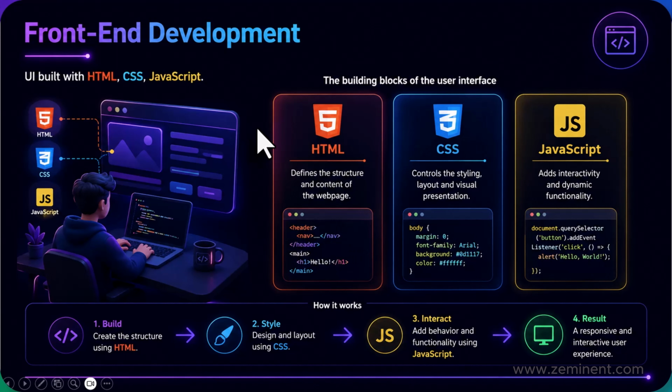When it comes to front-end development, the UI is built with HTML, CSS and JavaScript, which control the styling, structure, and interactive and dynamic functionality. When we build using HTML, we use CSS for styling and JavaScript for interaction, and the result will be a responsive and interactive user interface.